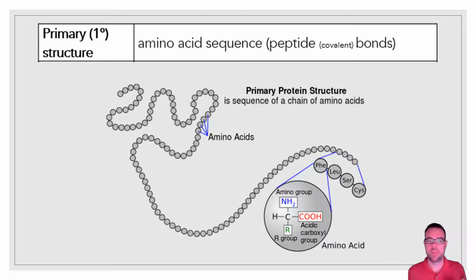The primary structure is just the amino acids in the order that they're in. So that would be just the sentence. What order are the words in to make sense? In this case, this chain of amino acids is just peptide bond, peptide bond, peptide bond, and that's it. This is the most important level of structure, however, because it determines all the rest of the levels of structure. Because the order of the amino acids is vital for the next layers of folding.